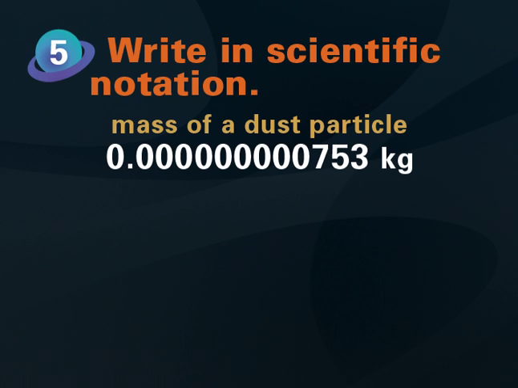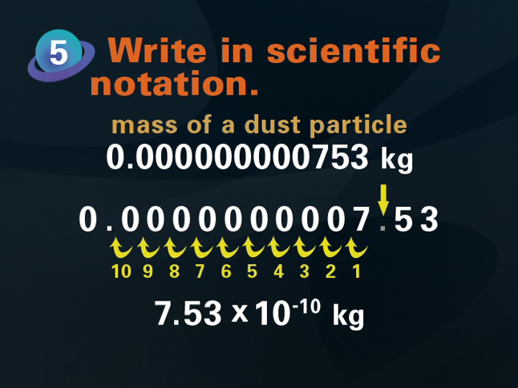In problem 5 of practice set 4, the mass of a dust particle is shown. Write this number in scientific notation. Move the decimal point between 7 and 5. It is 10 places left to the original decimal point. The number is 7 53/100 times 10 to the negative 10th power.